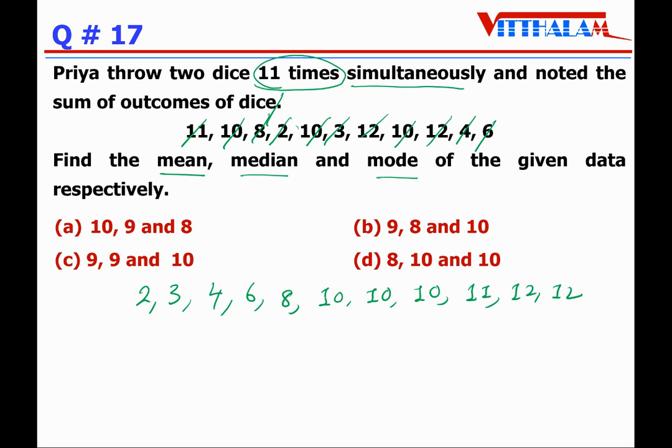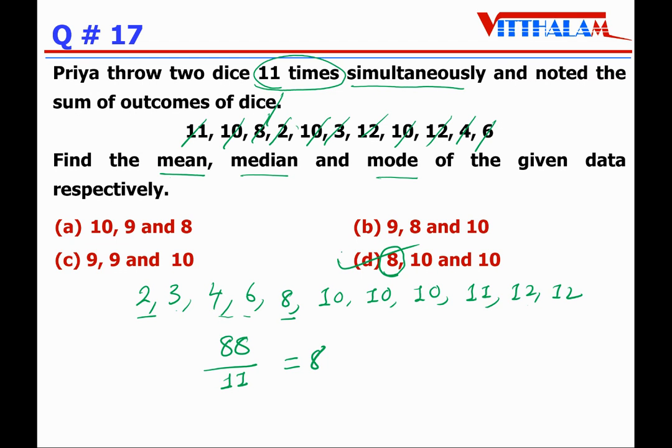Now first, the mean. So just add up. 12 plus 12, 24. 24 plus 11 is 35. 35 plus 30 is 65. 65 plus 10 is 75. 75 plus 10 is 85. 85 plus 3 is 88. So 88 divided by 11 is 8. 8 is the average. Mean is 8, so the answer is D. No need to check median and mode.